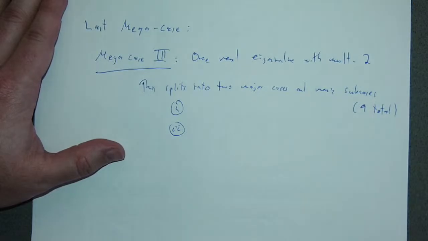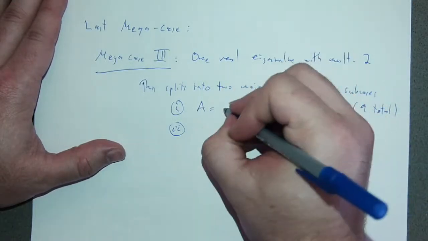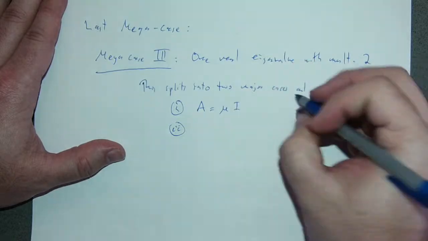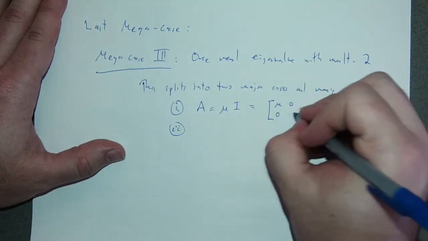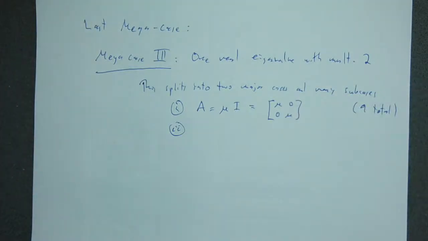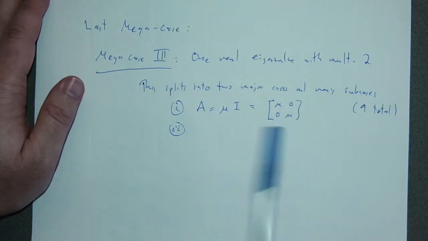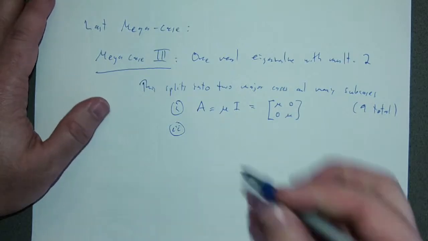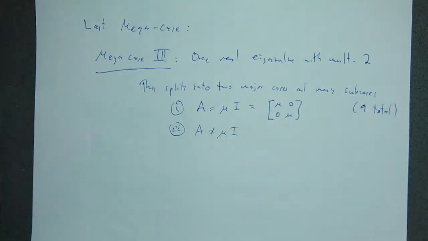So this is A is equal to some mu times the identity, i.e. your matrix A, it turns out, is just mu 0, 0, mu. That can happen, okay? In fact, this is one easy way to get an eigenvalue that's repeated. And then the second case is A is not equal to that. So not every matrix with repeated eigenvalue is exactly the identity.